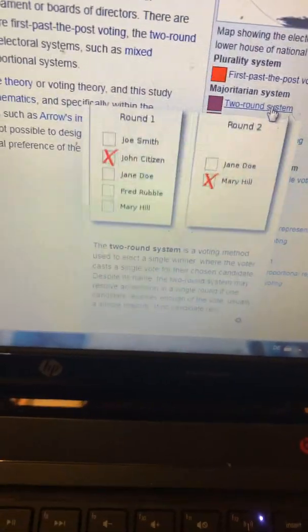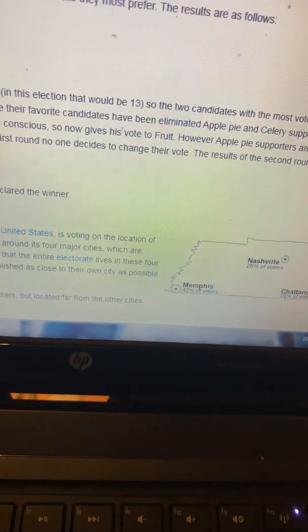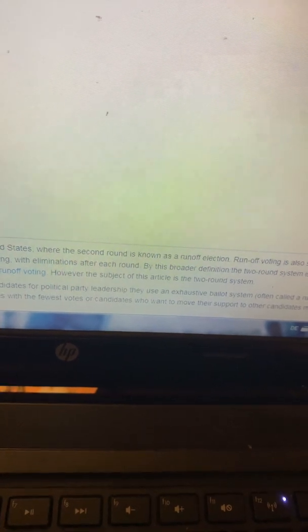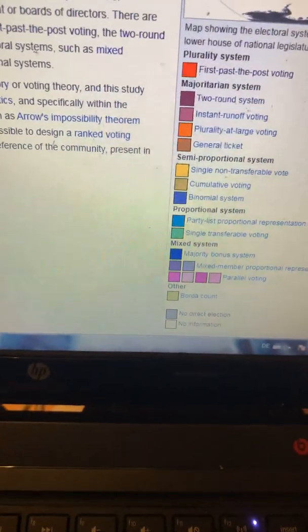Let's take two-round systems like this. Examples, like in France.